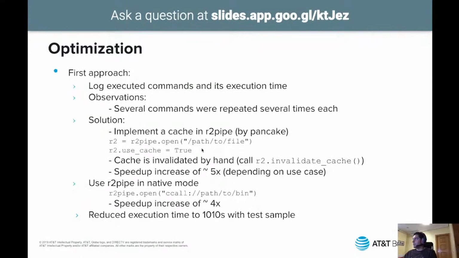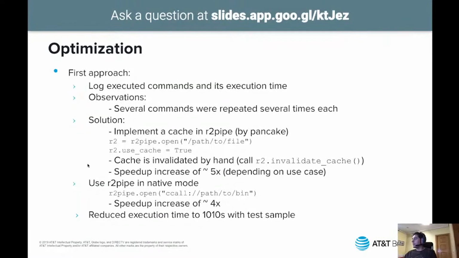The cache does not invalidate by itself. You have to invalidate it by hand. The function to call is this one, invalidate cache. It would probably be a good idea to call it if you make modifications to the binary. If not, I don't call it, and it's perfectly fine.